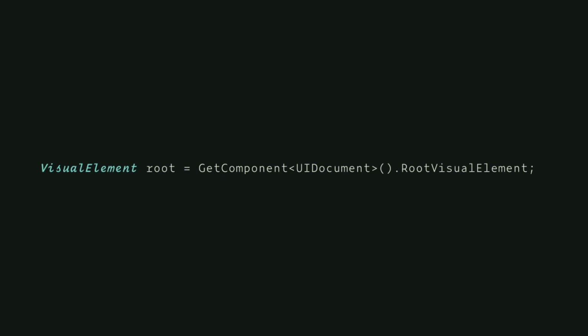From here, the rest is as easy as root.query or Q, and then the type, and then the string name of it, not including the hashtag it generates. So your type could be visual element or button, or you don't need to list a type if it's just a visual element, and then the name as a string.